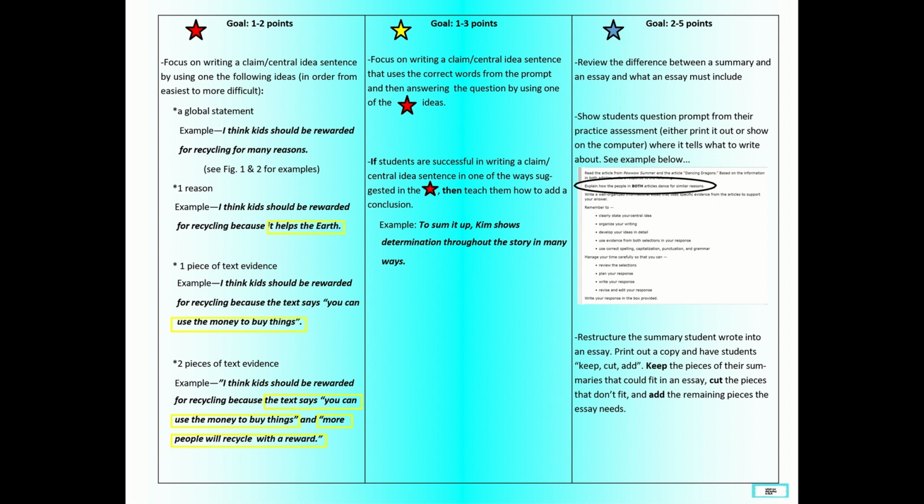And lastly, please be flexible and use this in a way that best meets the needs of your students. The goal is to be targeted and focus on one piece of the essay at a time so that hopefully we can prevent any essays from receiving a 0.